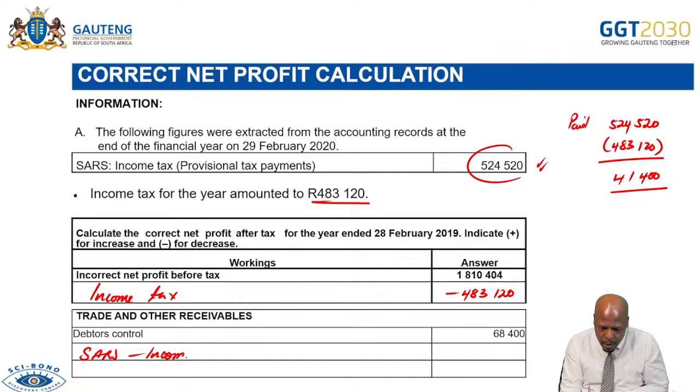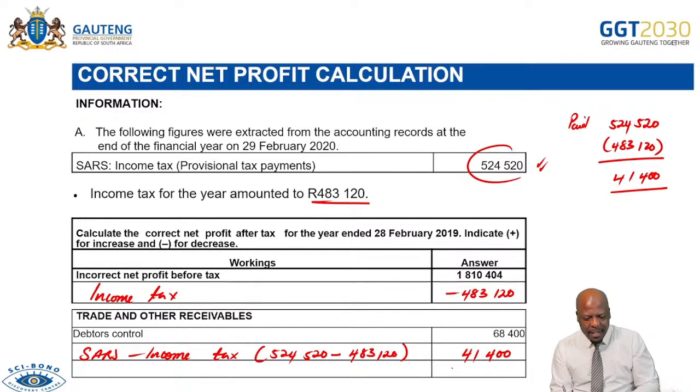SARS income tax. And I'll show my calculation. How did I get that? I said 524,520. Then I said minus 483,120. How much do I get? 41,400. That is my SARS income tax receivable. Why? Because we paid more than what we were supposed to pay. So SARS now owes us, a receivable.